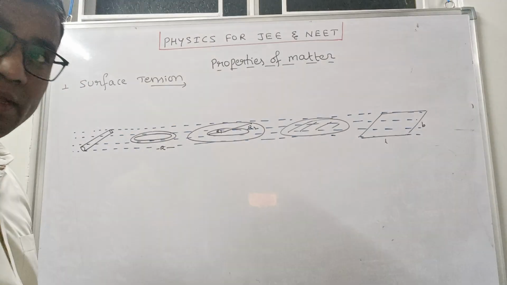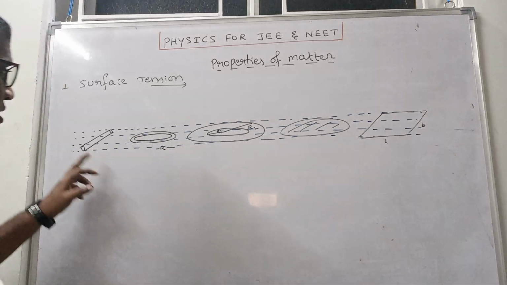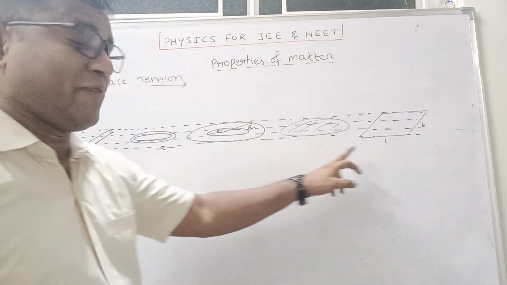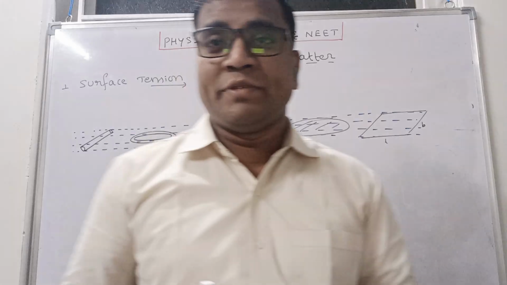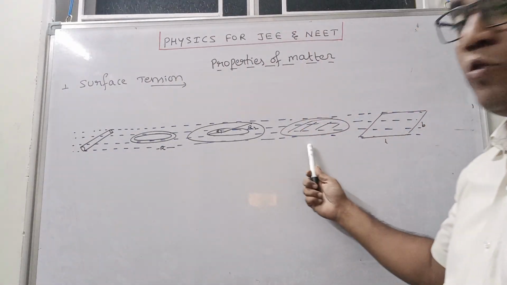But try to understand this one. Here on the liquid surface, 1, 2, 3, 4, 5 different objects are placed. How many? 1, 2, 3, 4, 5.